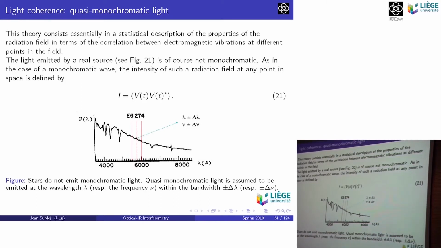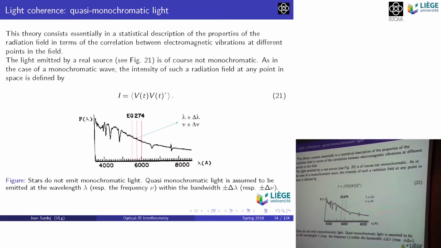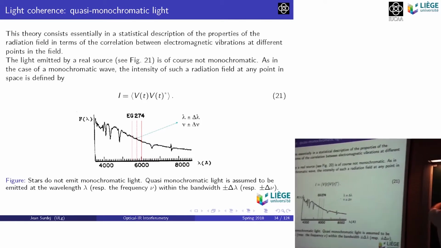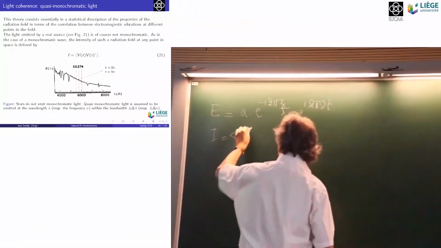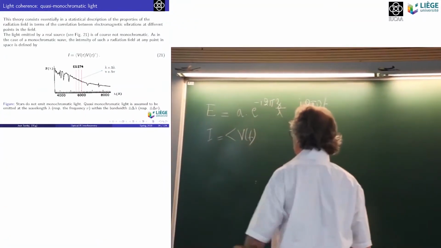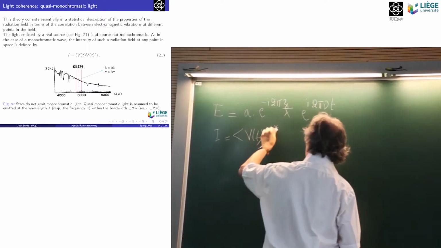Now, just as for monochromatic light, we can define the intensity of such a radiation field. So we saw that the intensity was the time average of the electric field V(t) multiplied by its complex conjugate.